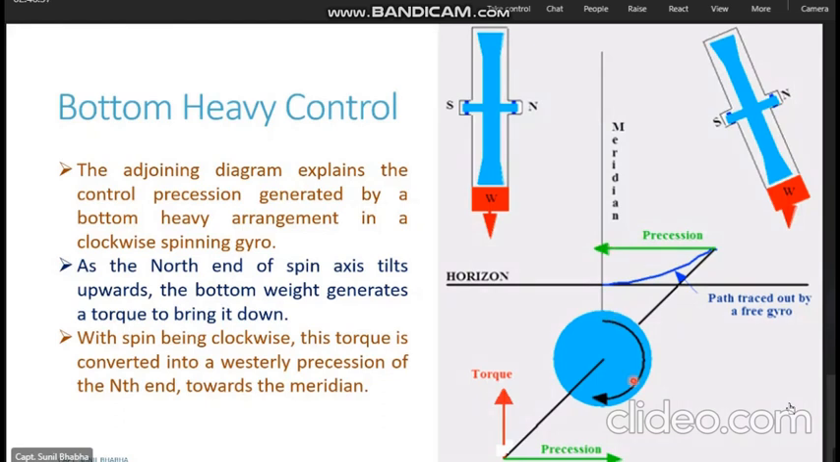So if the gyro is spinning clockwise, the weight has to be fitted at the bottom to generate the similar effect.